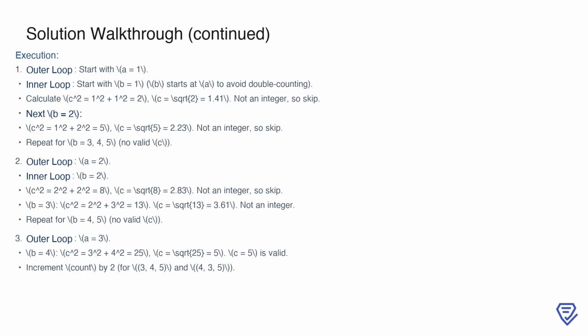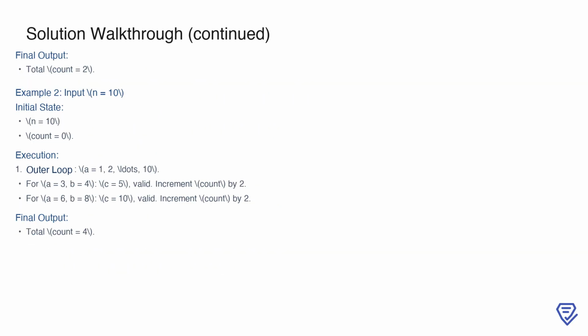count by 2 to account for the valid triplets (3, 4, 5) and (4, 3, 5). After completing the iteration for n equals 5, the total count of valid triplets is 2. Now, let's consider another example with n equals 10. Once again, we initialize count equals 0 and iterate through all potential (a, b) pairs.